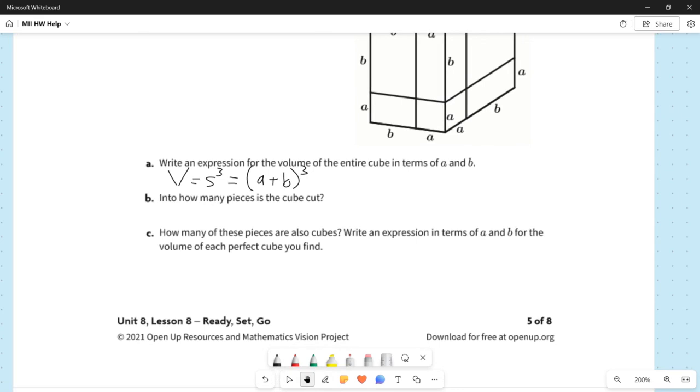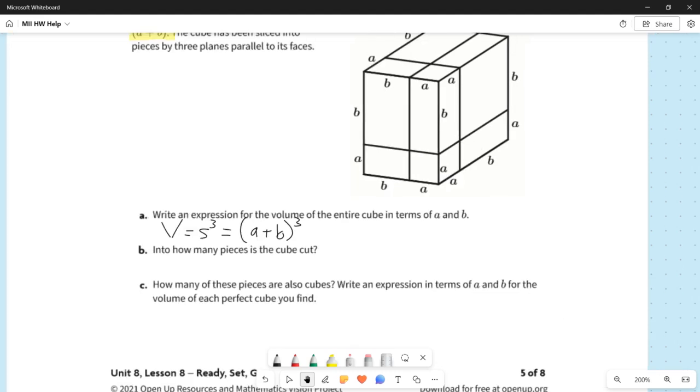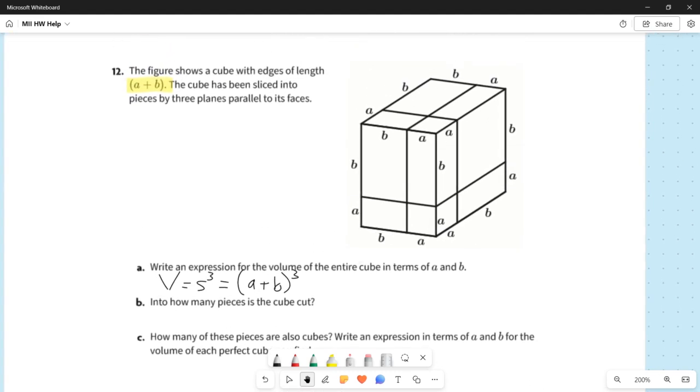B, into how many pieces is the cube cut? Some of you, this might be relatively straightforward. Some of you, visualizing this might be a little challenging.